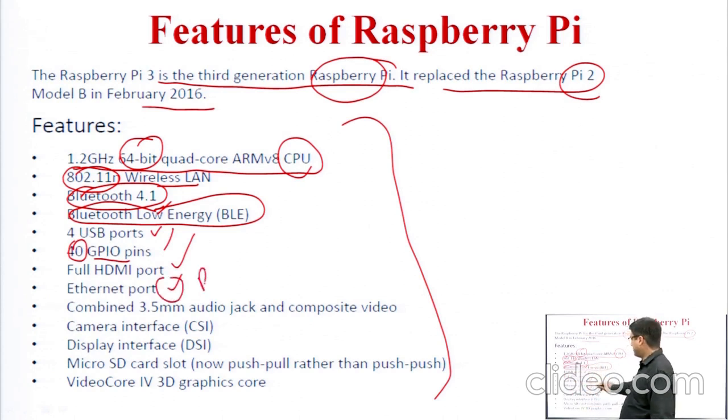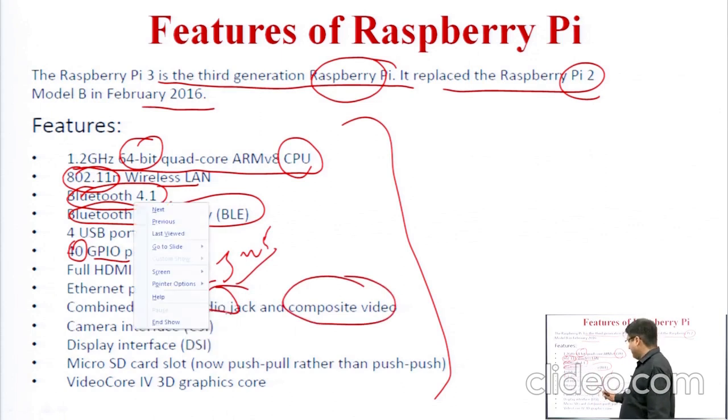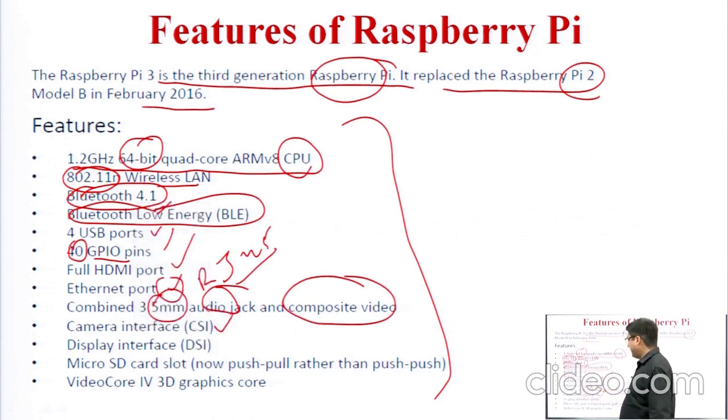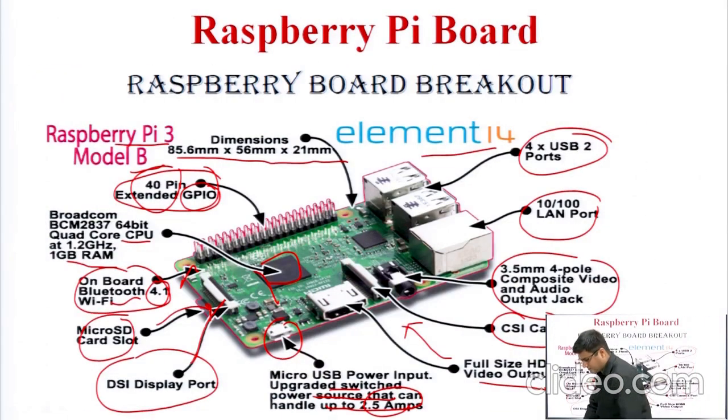Ethernet port of RJ45. It has an audio jack as well, of 3.5 mm, combined with composite video. It has a camera interface unit as well, CSI, and it has a display interface as well, DSI. It also has a micro SD card slot, as we have seen in this figure. It has all the things: SD card slot, 40 input output pins.